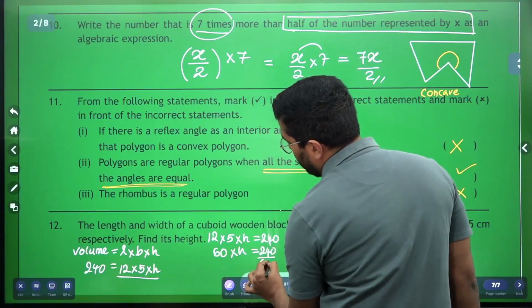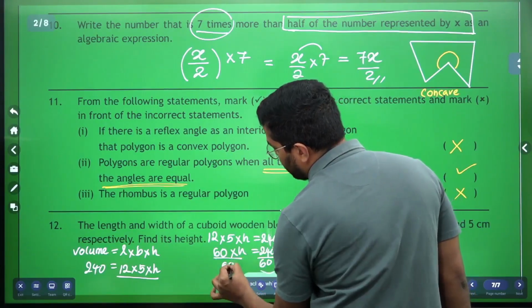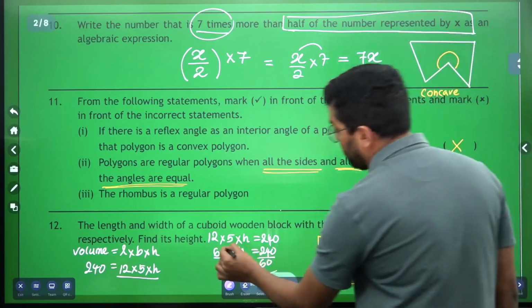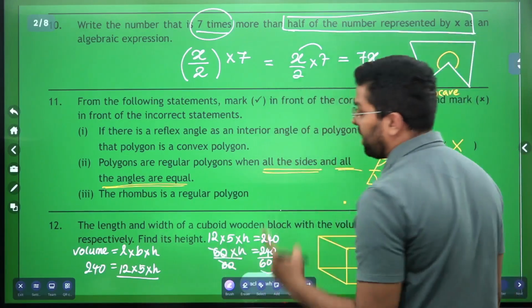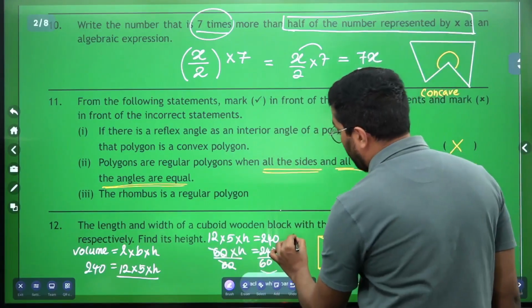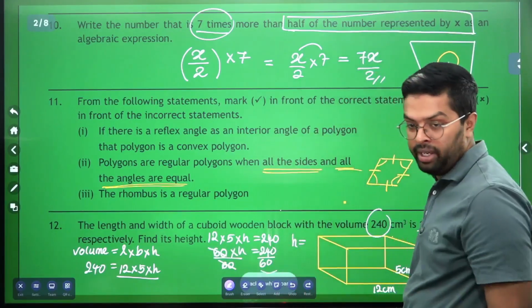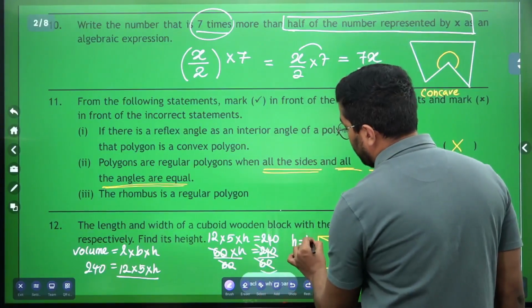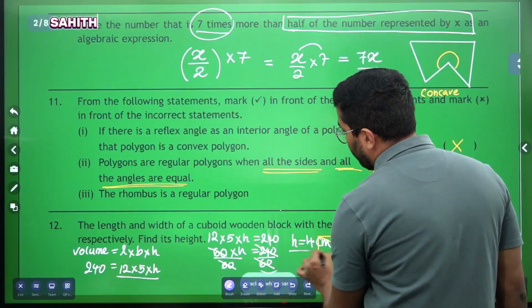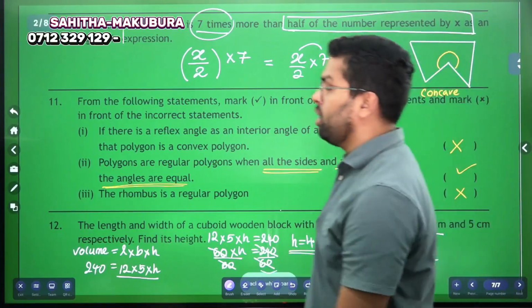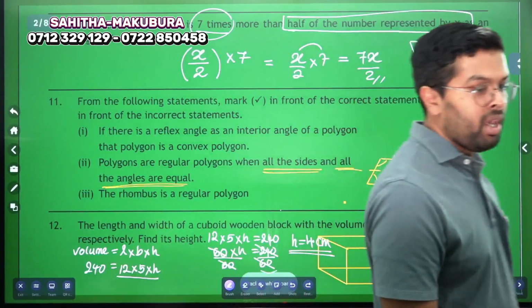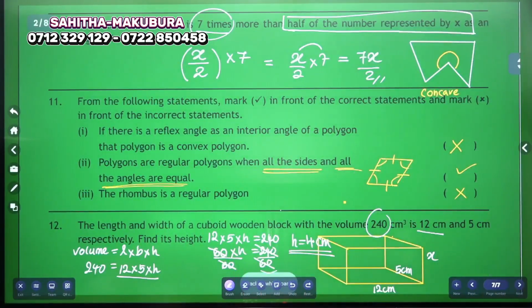Let's divide both sides of this equation by 60 to find the value of h. So 60 divided by 60 on the left hand side is 1, so you will be only having h on your left hand side. 240 divided by 60 is equal to 4. Therefore, the height of this cuboid is equal to 4 centimeters.